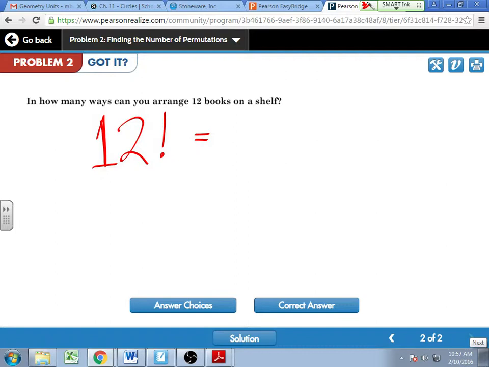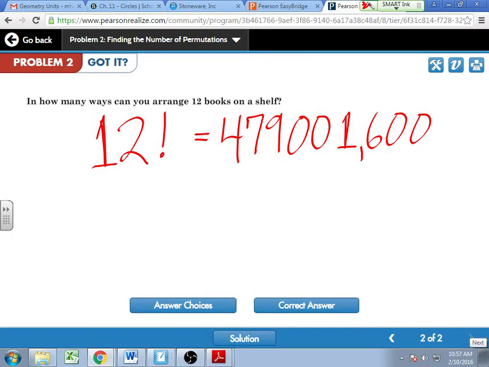Then it should spit out the answer, a giant number: 479,001,600. So we have 479 million ways that these books could be shelved.